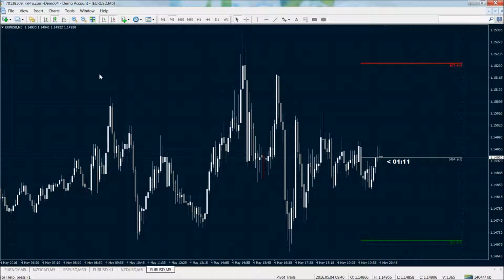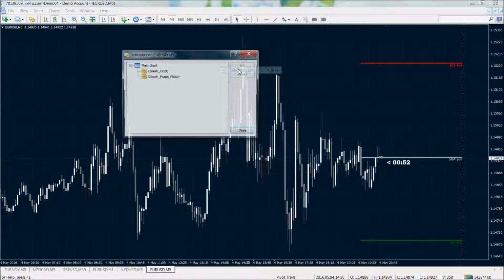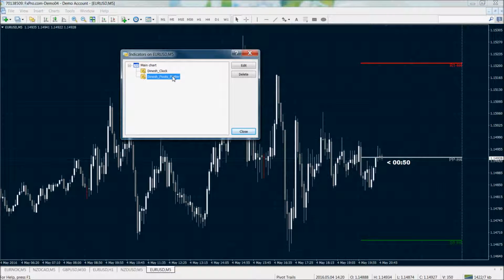This is quite nicely used by a lot of traders to understand where the possible and probable resistance and support levels are. And personally I use this one in my strategy for identifying the reversal or rejection points. I'll show you in a minute how it really works. Just go to the indicator list. You have pivots plotter.